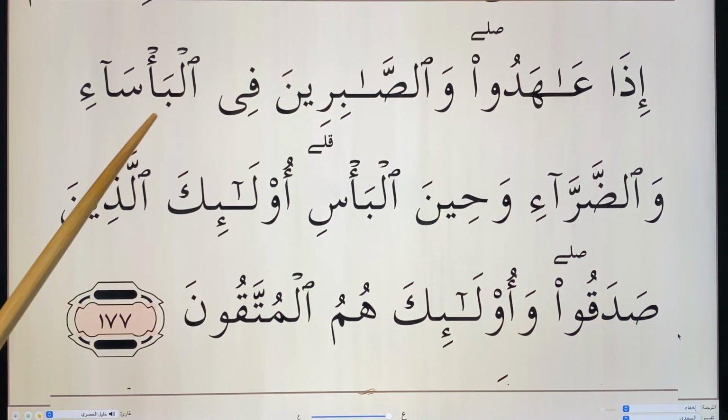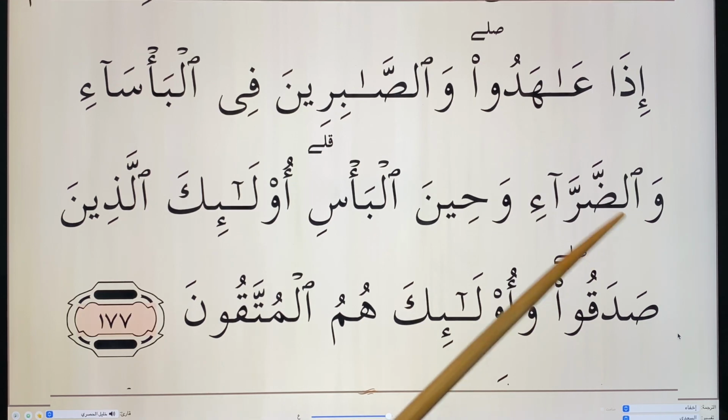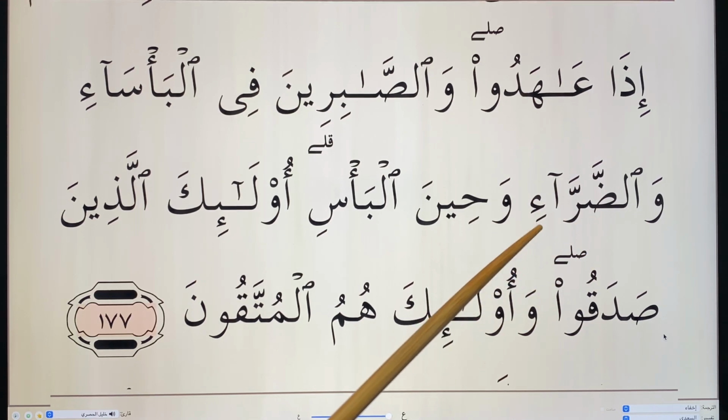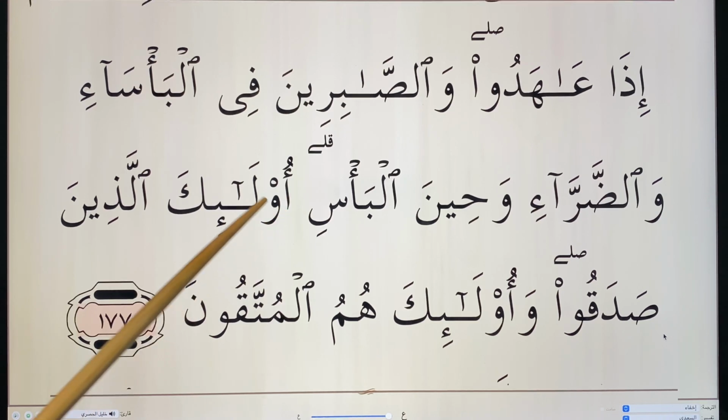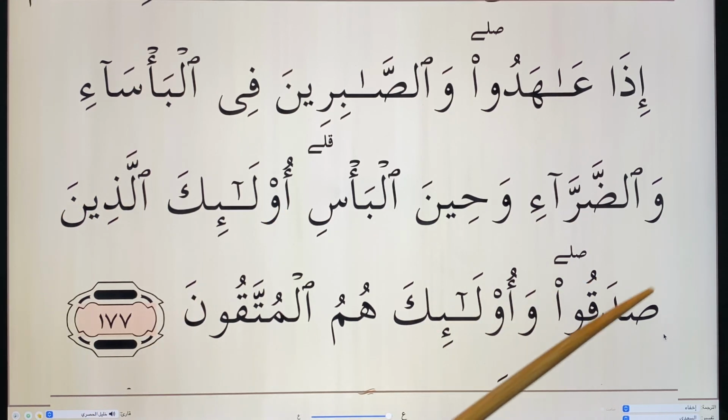والصابرين في البأساء والضراء وحين البأس أولئك الذين صدقوا وأولئك هم المتقون.